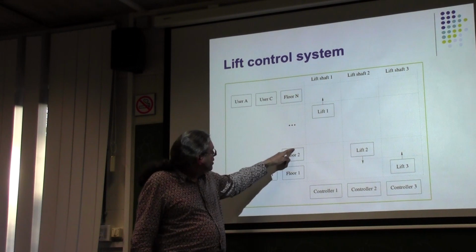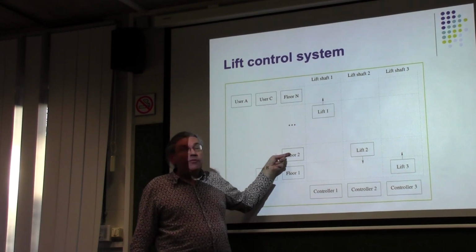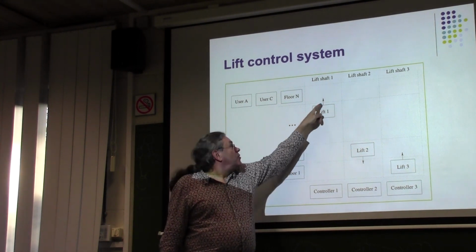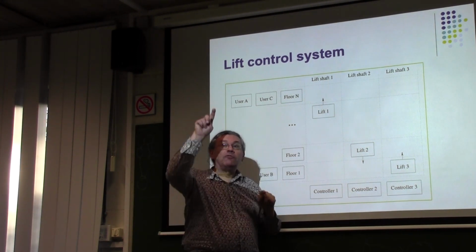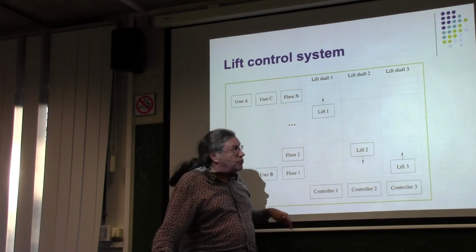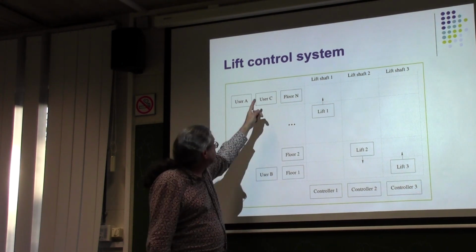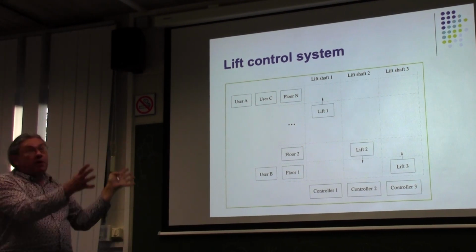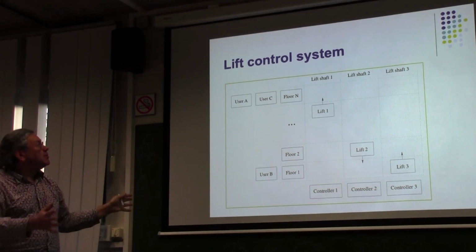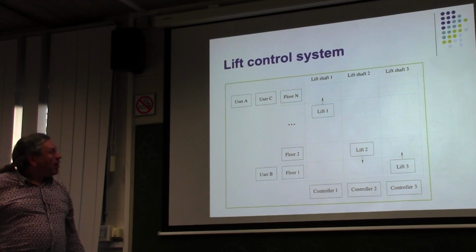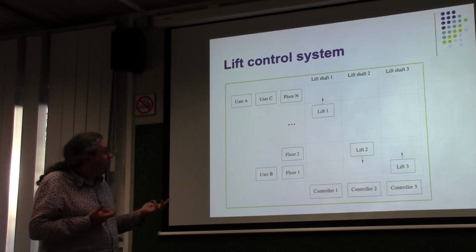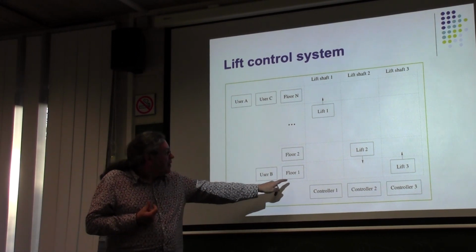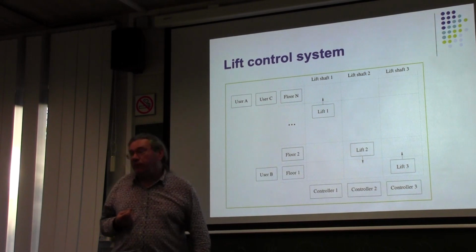Now, each floor has a button to call the lift, and the lift internally also has many buttons to go to different floors. I want to go to floor 1, 2, 3, up to 30. So there are many buttons, and any of those buttons can be pressed anytime. That's basically the situation. So this is all informal specification. Now we've identified the components. There are actually 4 kinds of components: the users, the floors, the controllers, and the lifts.